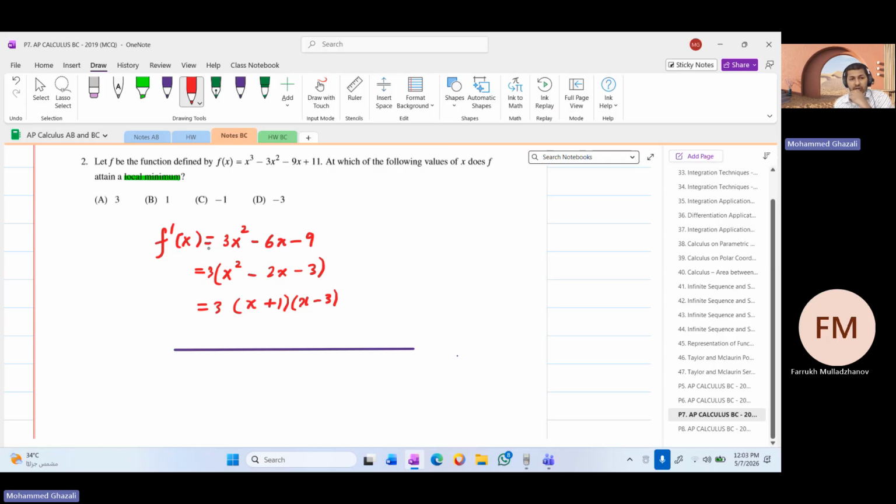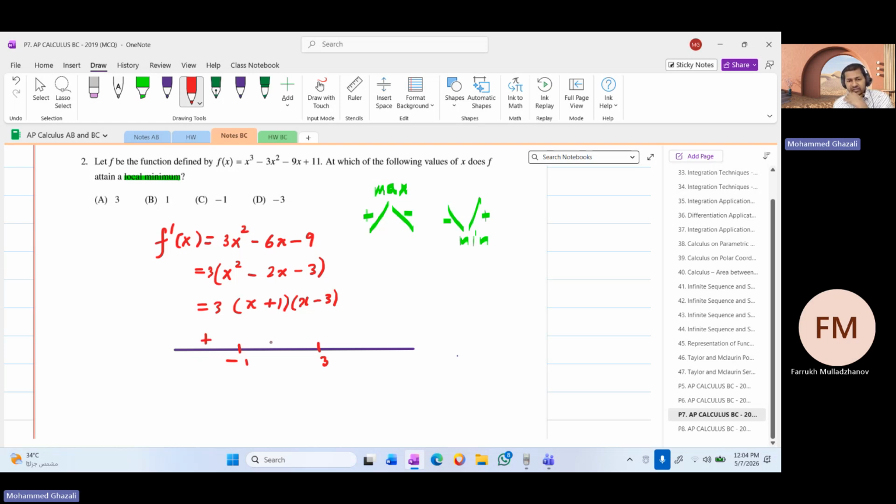Attain a local minimum. You get a maximum when the function goes from increasing to decreasing, positive to negative, and you get a minimum when it decreases and then increases, negative to positive. So we will put this on the number line, -1 and 3. If you substitute any value less than -1, say -10, into this derivative, negative times negative makes positive.